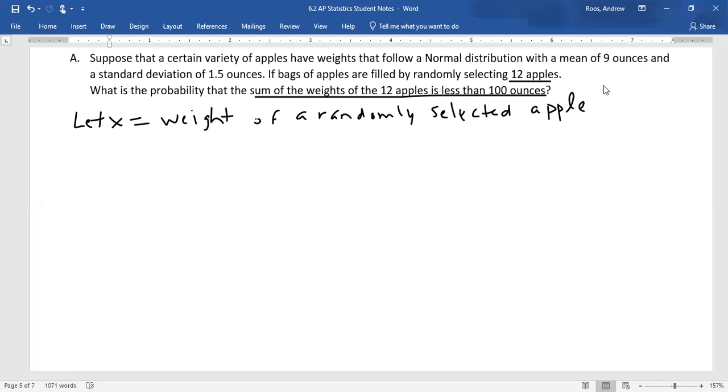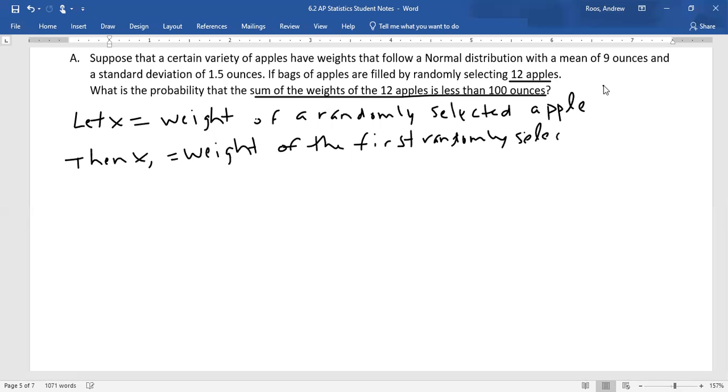Okay, then X sub 1 would be equal to the weight of the first randomly selected apple, and so on. Okay. So we are interested in the total weight.